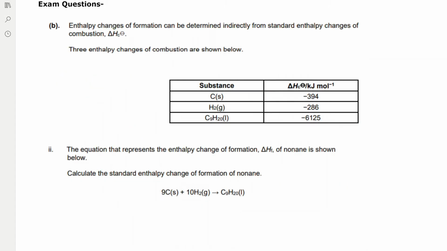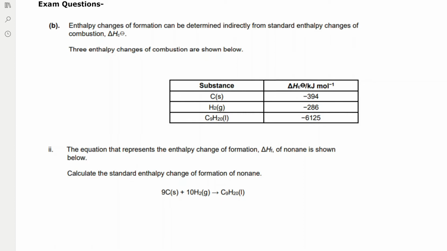So we've got an exam question. Enthalpy changes of formation can be determined indirectly from standard enthalpy changes of combustion. 3 enthalpy changes of combustion are shown below. So we've got the enthalpy change of combustion of carbon, hydrogen and nonane, and the equation that represents the enthalpy change of formation of nonane is shown below. Calculate the standard enthalpy change of formation of nonane.